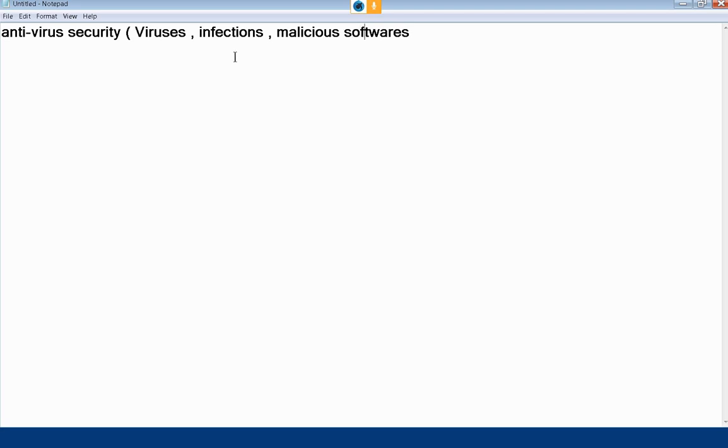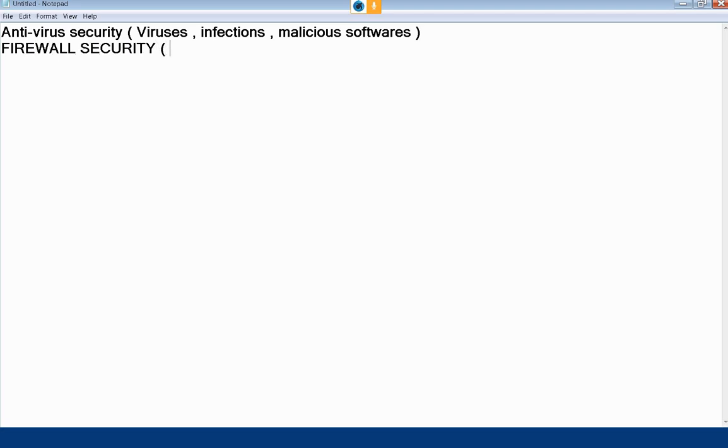So, softwares from your machine. An antivirus's responsibility is to scan your computer and remove all these problems that you're getting from the internet. After that, there is another security called firewall security.